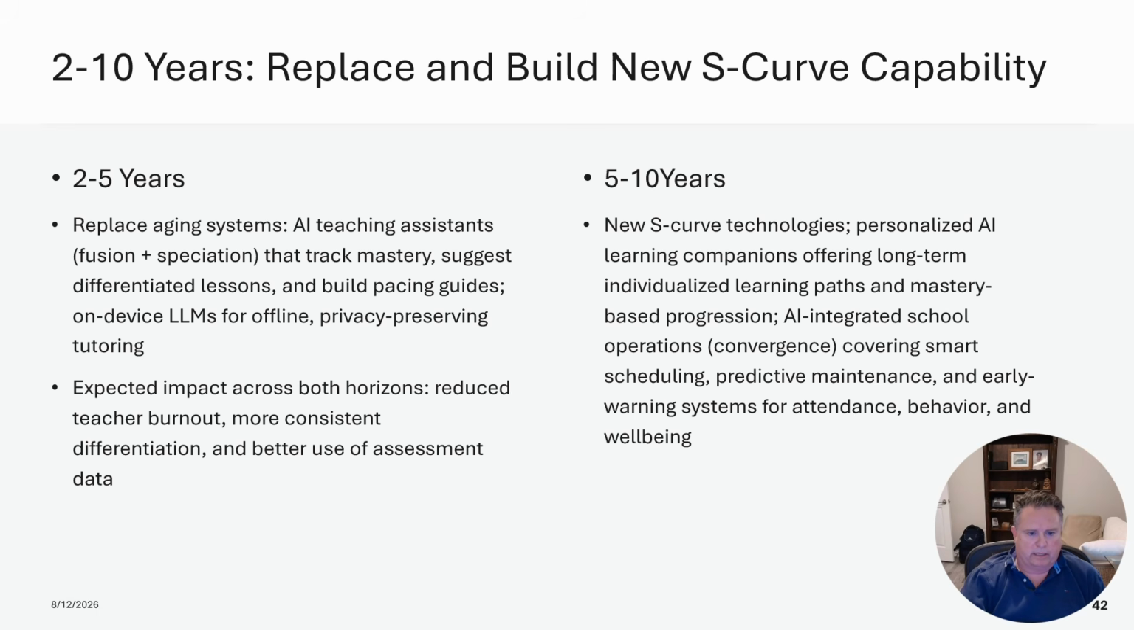You would expect impact across both horizons with reduced teacher burnout, which is key, more consistent differentiation, and better use of assessment data. In the 5 to 10 year time frame, new S-curve technologies such as personalized AI learning companions will be offering long-term individualized learning paths and mastery-based progression. And you'll have AI integrated school operations convergence covering smart scheduling, predictive maintenance, and early warning systems for attendance, behavior, and well-being.